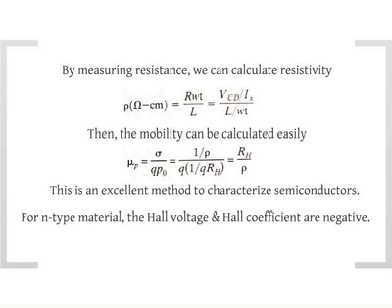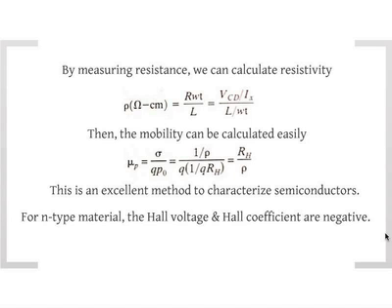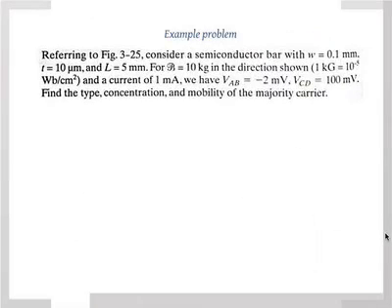Of course, you can do the same thing for the n-type material. As I said, the Hall voltage and the Hall coefficient are both negative in that case, just because it deflects the opposite way, right? So, as you can imagine. Okay. I won't belabor the point.